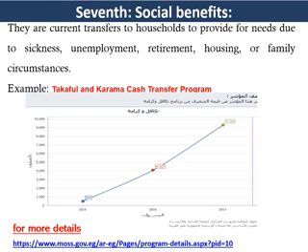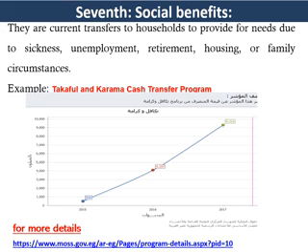Well, now let's talk about social benefits, which is the 7th category according to the economic classification of government spending. What are social benefits? They are current transfers to households to provide for needs because of sickness, unemployment, retirement, and so on. And these benefits may be paid in cash or in kind, and include pension funds and social security pensions and other social transfers, such as Takaful and Karama cash transfer programs.